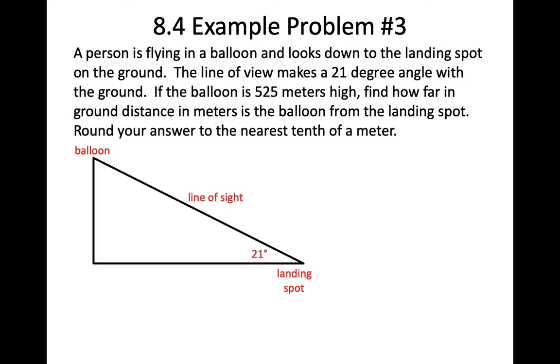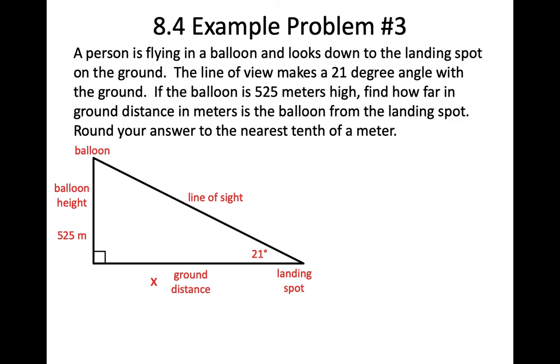If the balloon is 525 meters high, so there is a right angle because the balloon makes a right angle with the ground, and the balloon height we said is 525 meters. Find out how far in ground distance. Well, the ground distance is right there, the distance from the point on the ground under the balloon to the landing spot, and we need to find that distance, so we'll call that x. We need to find out how big that is, and now we need to round our answer to the nearest tenth of a meter.